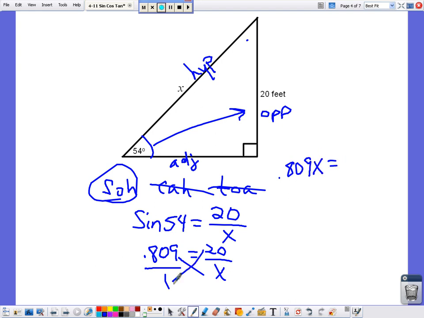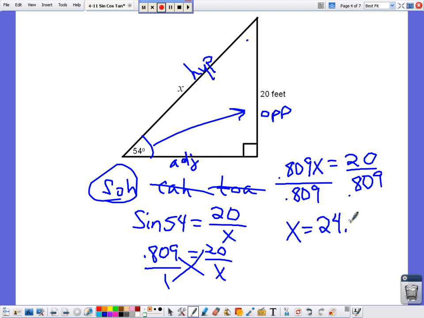Divide by 0.809 because I want to make a 1 by the x. And I get x equals 20 divided by 0.809. And I get 24.7. And what are my units on this one? Feet. There we go. I guess they're all feet so far. So that's what I got.